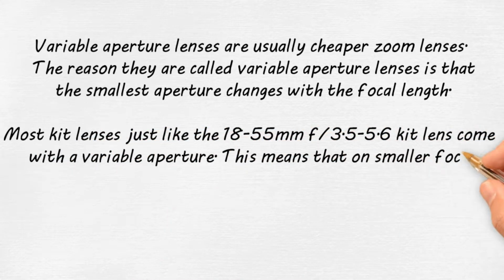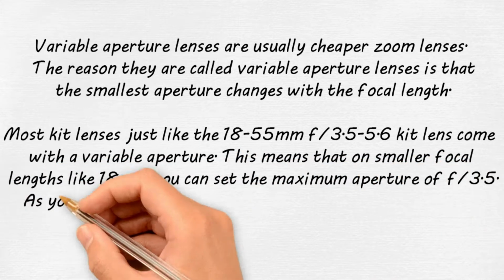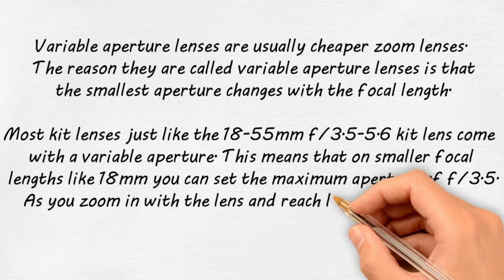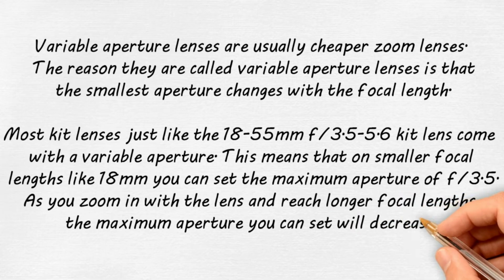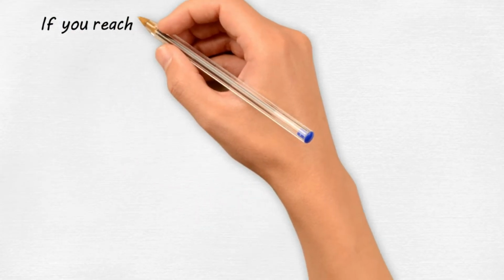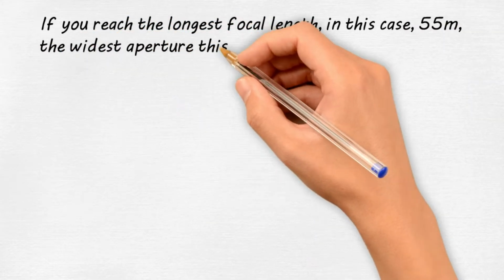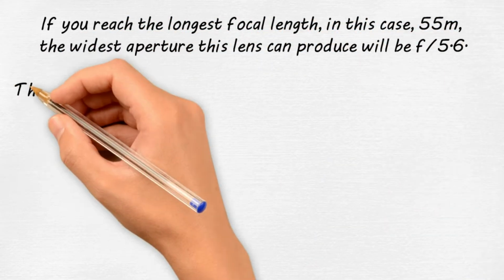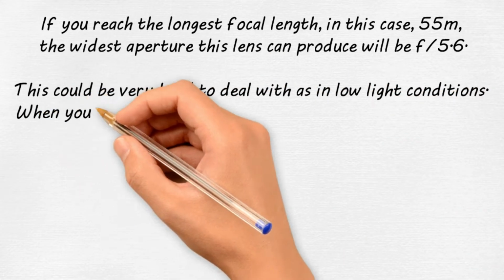This means that on smaller focal lengths like 18 mm you can set the maximum aperture of f/3.5. As you zoom in with the lens and reach longer focal lengths, the maximum aperture you can set will decrease. If you reach the longest focal length, in this case 55 mm, the widest aperture this lens can produce will be f/5.6. This could be very hard to deal with in low light conditions.